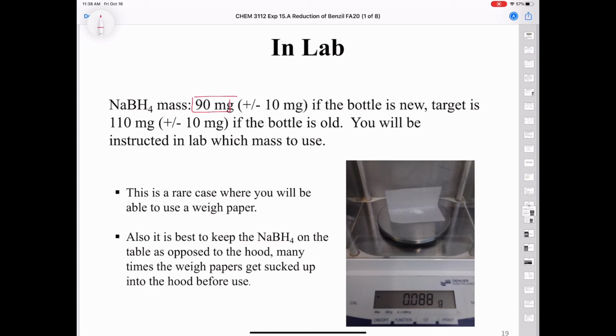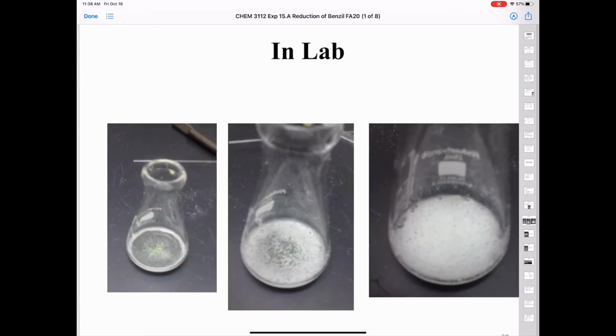I know this from personal experience. Also, you can see the balance here reads 0.088 grams. That is 88 milligrams. And so you can see that that falls in the range of 90 plus or minus 10 milligrams. The benzyl has a yellow color to it.